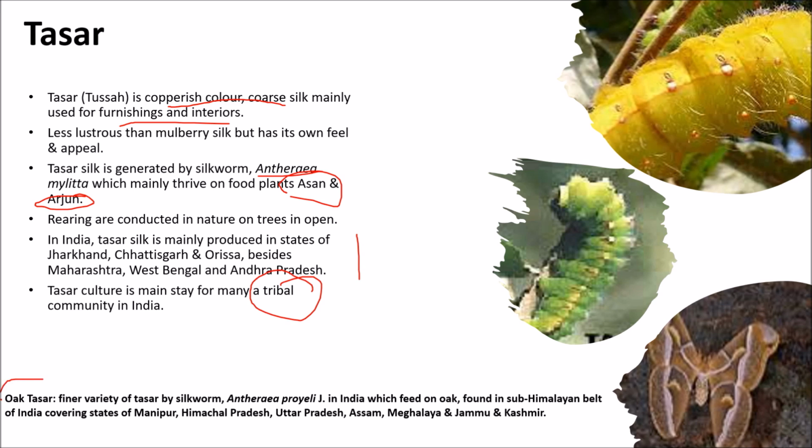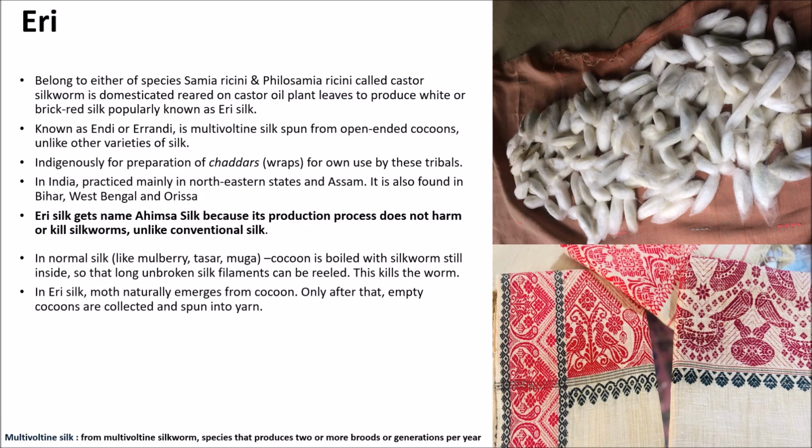There is also one more silk which is called oak tussar. The variety is the same, Antheraea is there, but it is feeding on oak, and it is prominent in parts of Assam, Meghalaya, Jammu, and these areas.